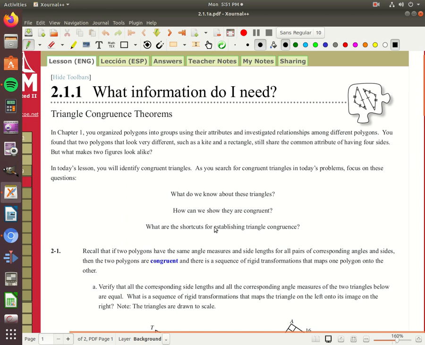What do we know about triangles? How can we show they're congruent? And what are the shortcuts for establishing triangle congruence? So one thing I will say before we get into this, and I always try and point this out because I think it's a big deal.